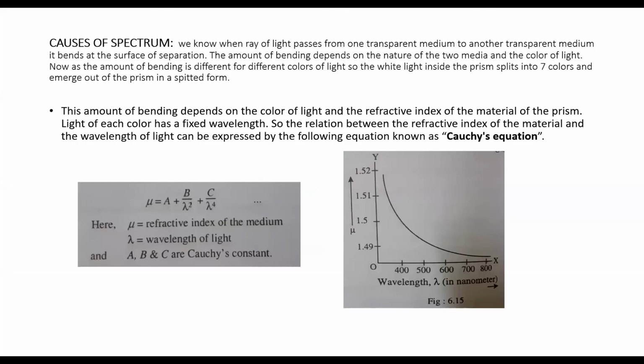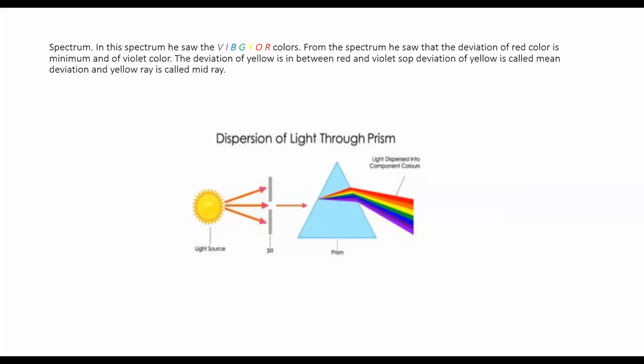The deviation of yellow color is in between red and violet. We call that the mean deviation, and the yellow ray is called the mid ray. Next slide.